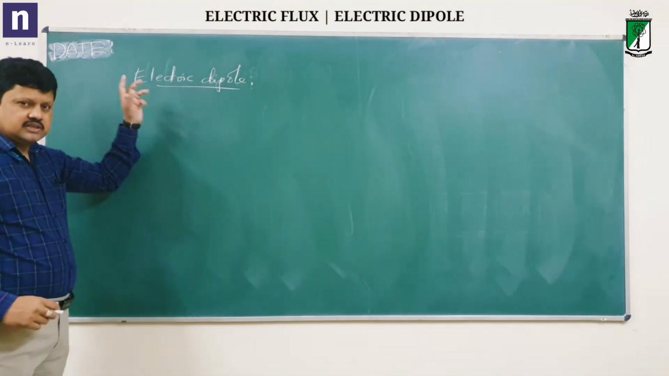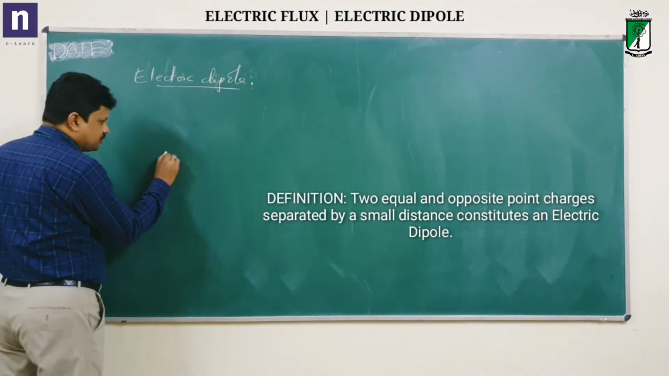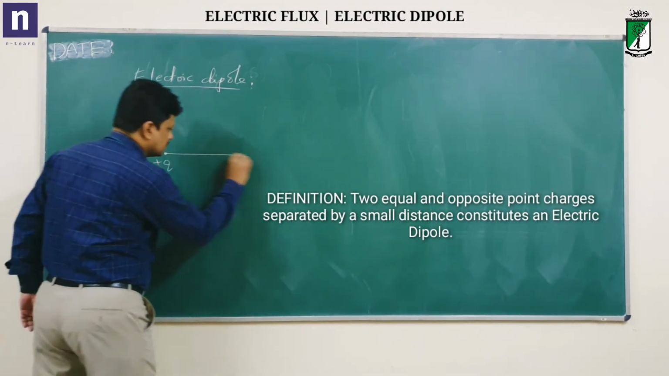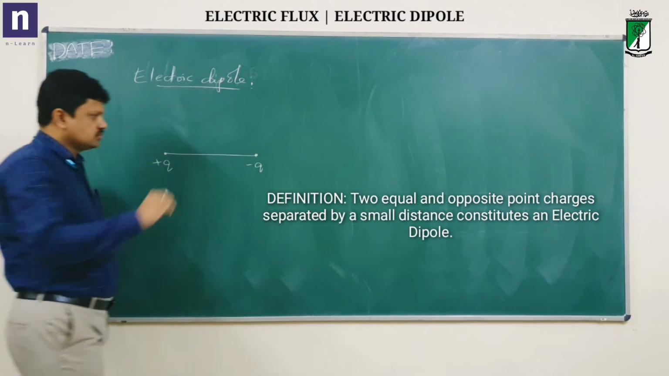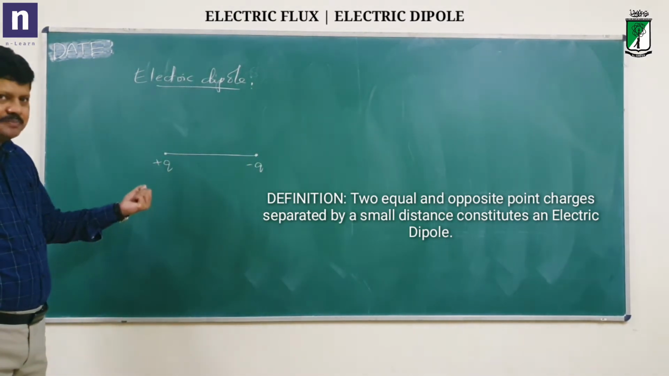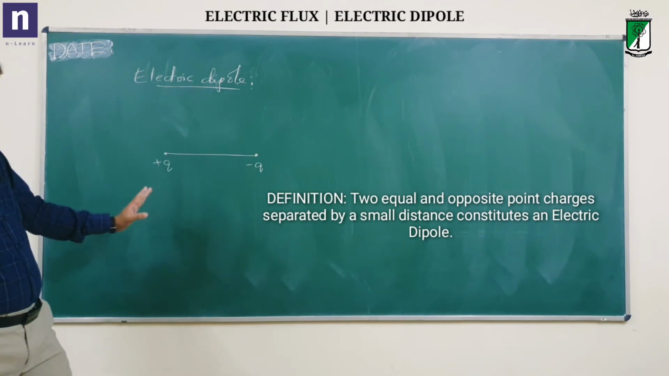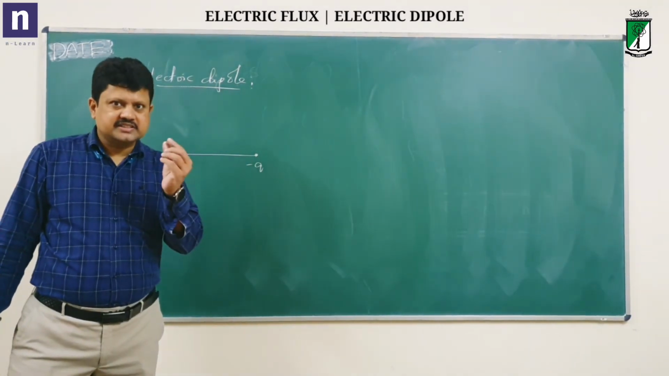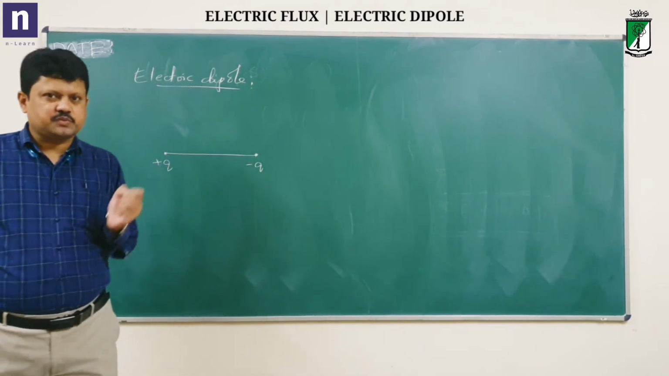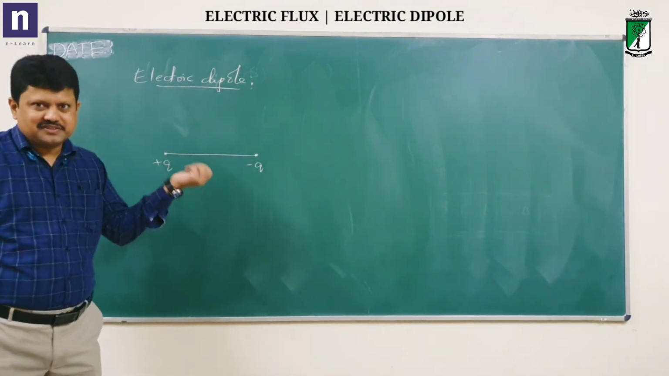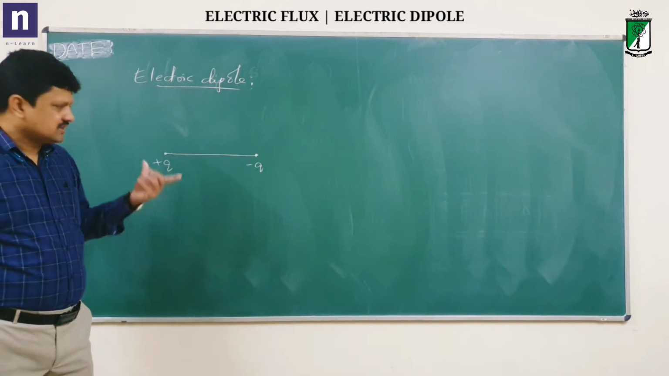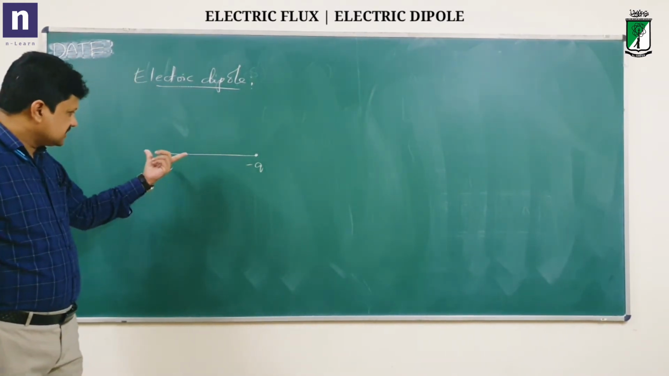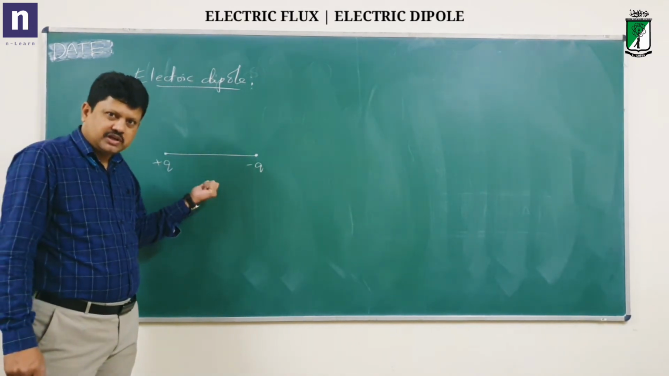By definition, two tiny point charges, say plus q and minus q, separated by a very small distance, constitute an electric dipole. So, intermolecular distances, very, very tiny. As the charge itself is invisible, so small, the distance between the two charges has to be very, very small.